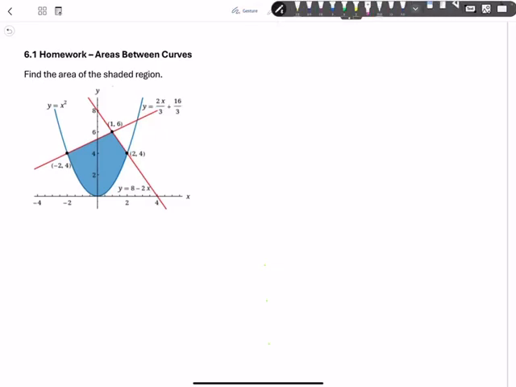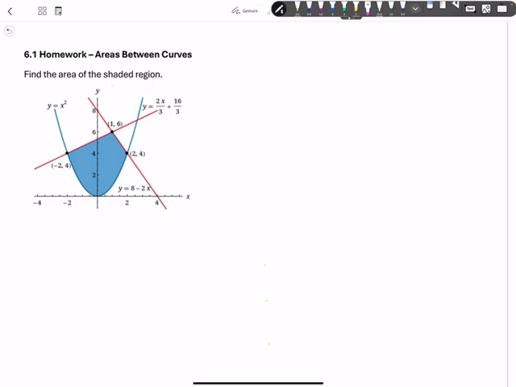Okay, let's take a look at some of our problems in section 6.1. These are problems that deal with areas between curves. The first problem provides us a graph of two functions, y equals x squared and y equals 2x over 3 plus 16 thirds, and it's asking us to find the area of the shaded region.